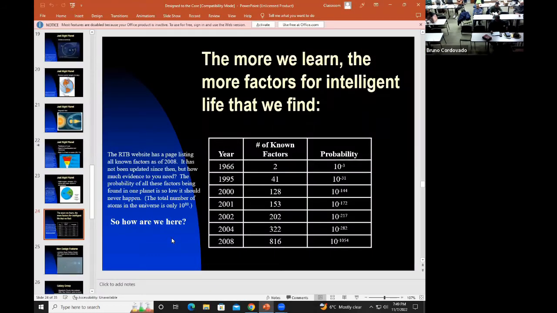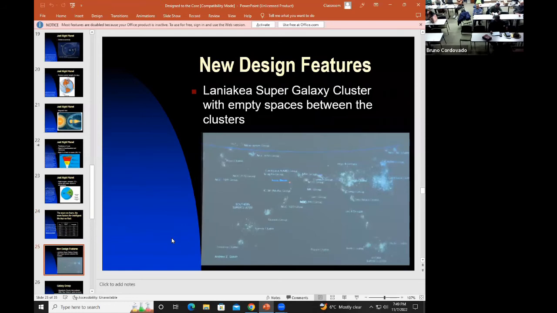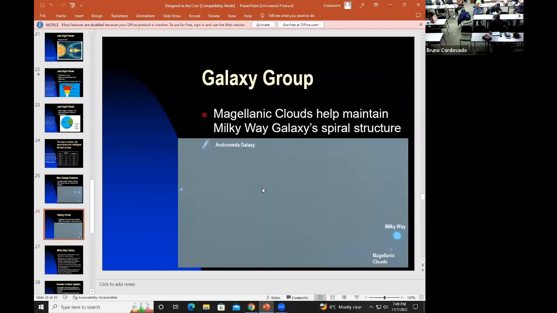I'm just going to do a quick review of the extra design features that you mentioned in the video. You mentioned the Laniakea supercluster that has empty spaces. And this little red dot here is our galaxy group. This little thing at the top is the Andromeda Galaxy, the Milky Way is at the bottom right, and these are the Magellanic Clouds that you mentioned. They're far apart so that you don't get radiation from one galaxy affecting another one.